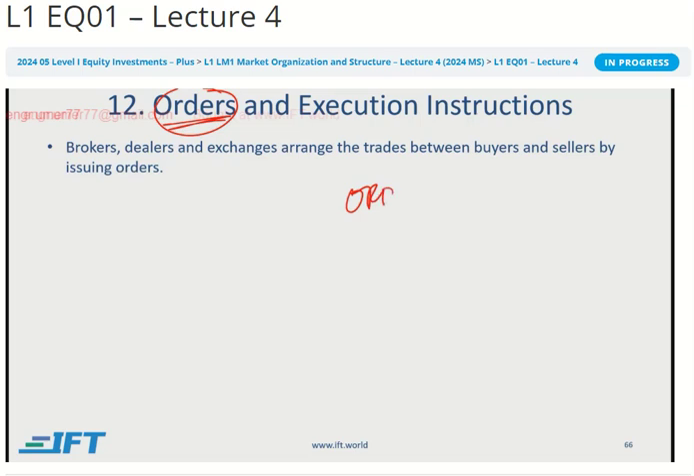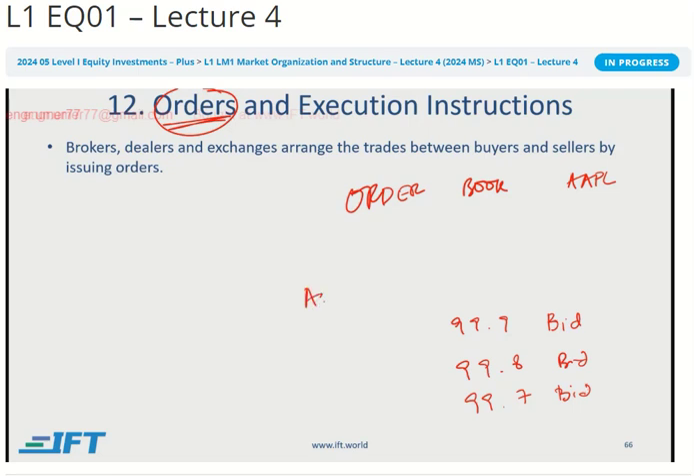So first, the order book. Let's say there are buyers in the market and there are sellers in the market. We're talking about Apple stocks, right? So there will be bids, somebody who's willing to buy. There'll be a bid at 99.9, then another bid at 99.8, another bid at 99.7. So these are people who are bidding to buy this.